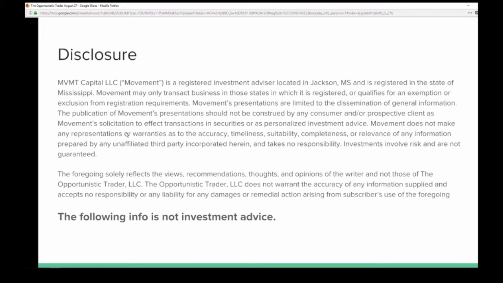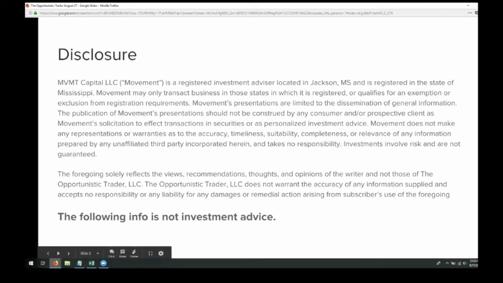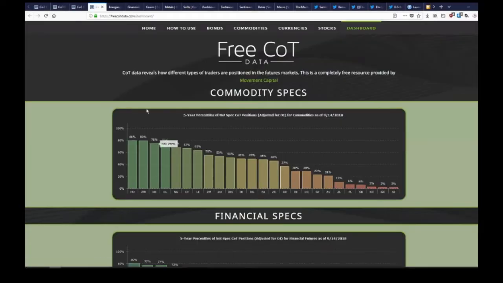So right out of the gate, nothing I talk about is investment advice, so don't treat it as such. But one thing I wanted to run through early on, for any new listeners, because it's the most common question I get, is let me take a step back. I mainly cover COT data. COT data covers how people are positioned in futures markets.